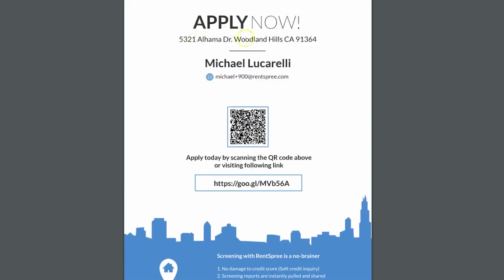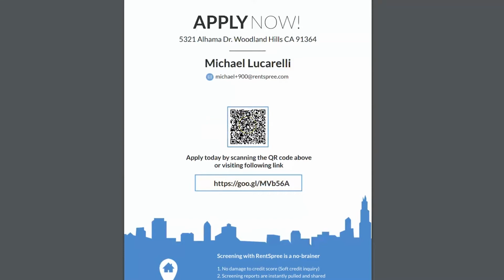And here's what that flyer looks like. It says apply now at the top. There's the property address. And then more importantly, however, there's the link here that the applicant can visit, again, on the spot at the property or later on. And also there's a QR code in the center, this box here, and they can actually scan that with any device, any phone, iPad, Android, iOS. They can scan that and it will allow them to authorize screening on the spot.